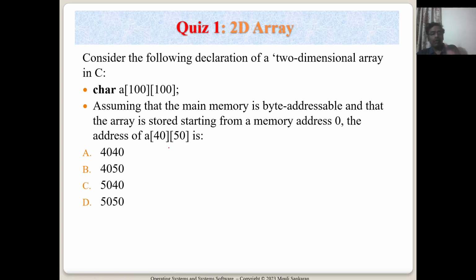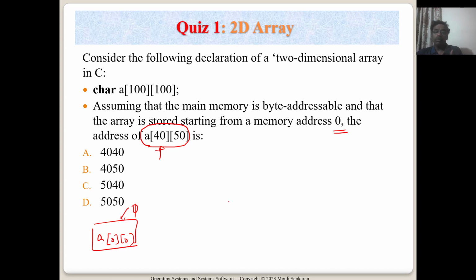Now I want you to find out where exactly this element is in memory, provided I assume that the starting address or base address of the array is 0. We can assume any other value, and then you have to calculate with respect to the base address. But if a is a two-dimensional array with 100 rows and 100 columns, and a[0][0] is at address 0, it could be any other address, where is the element a[40][50] going to be? How will you find out?